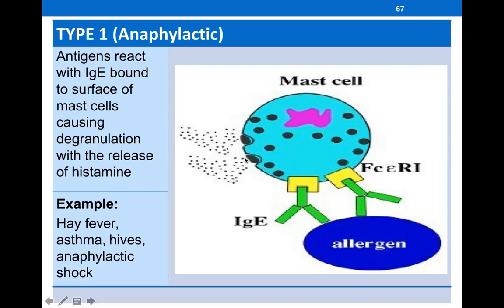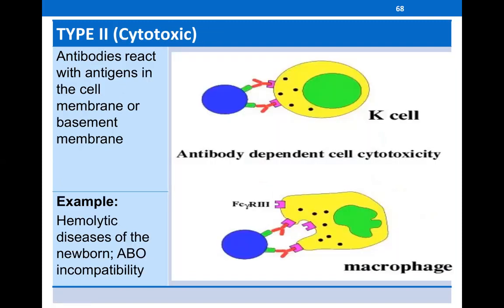And the treatment for this is antihistamine. Okay? All right, next. Type 2 would be cytotoxic. The antibodies here react with antigen in the cell membrane or at the basement membrane. Example of the cytotoxic reaction or type 2 would be the HDN or the hemolytic disease of the newborn or the ABO incompatibility, meaning cell na yung tina-target niya.